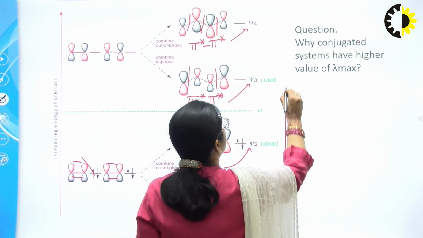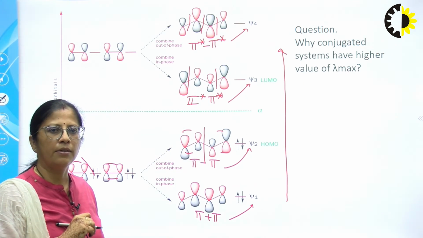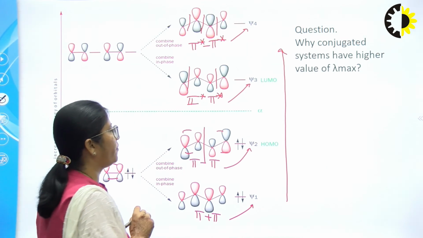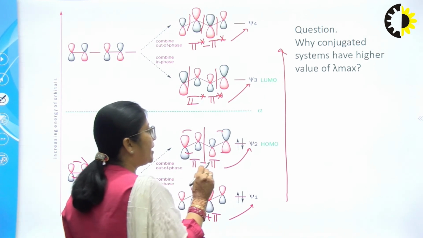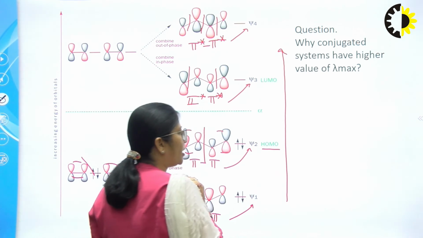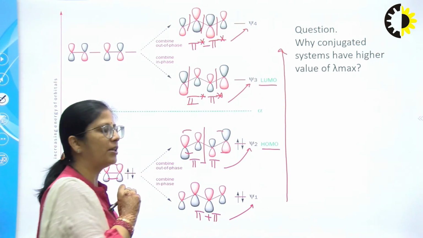In the case of a single double bond, the transition occurs from psi 1 to psi 3, but in the case of conjugated systems, the highest occupied molecular orbital is psi 2, and the lowest unoccupied molecular orbital is psi 3.